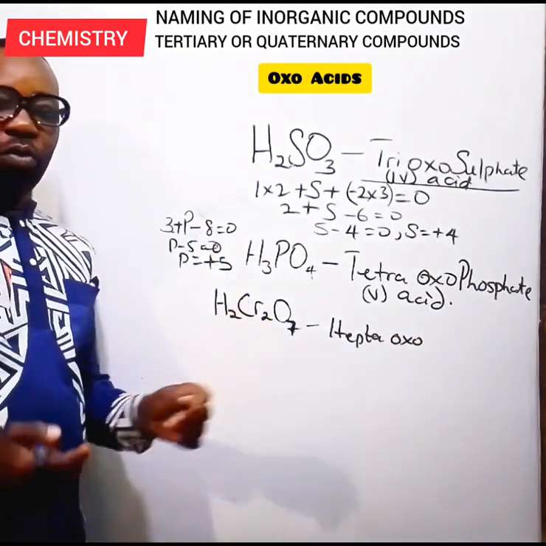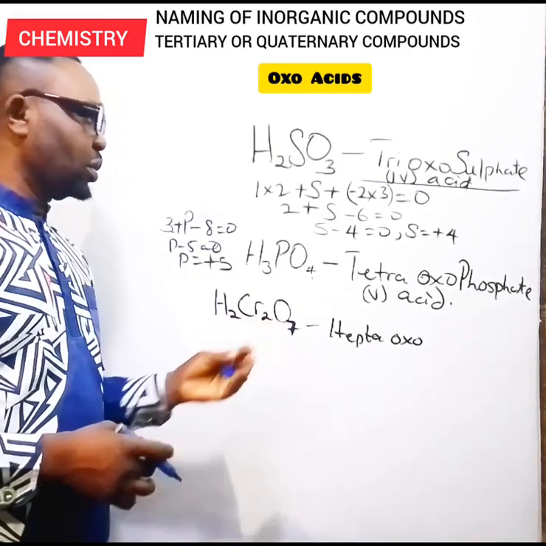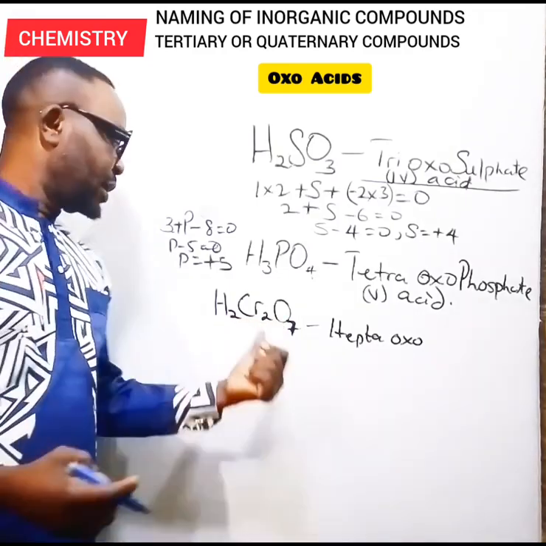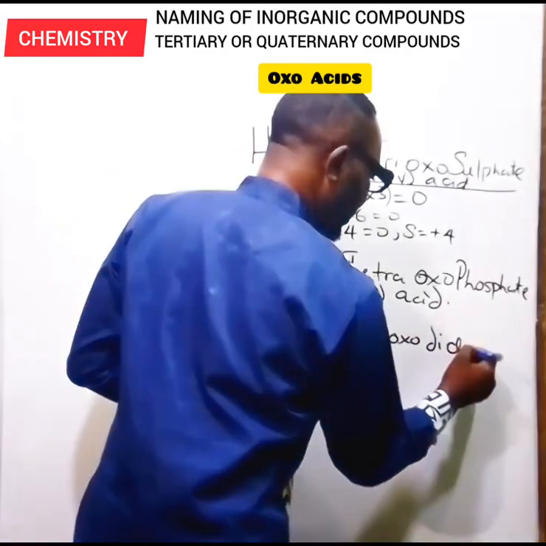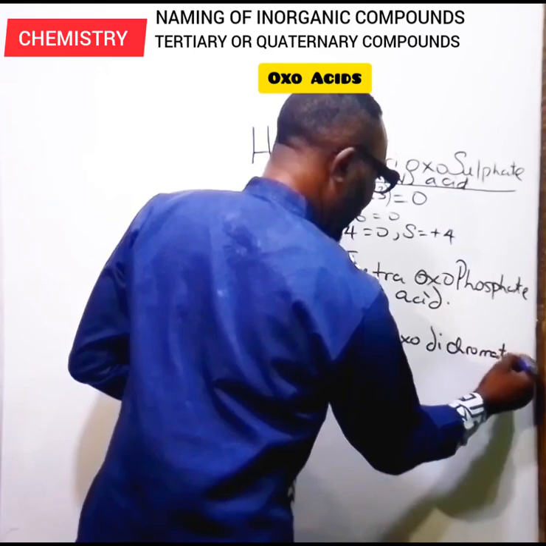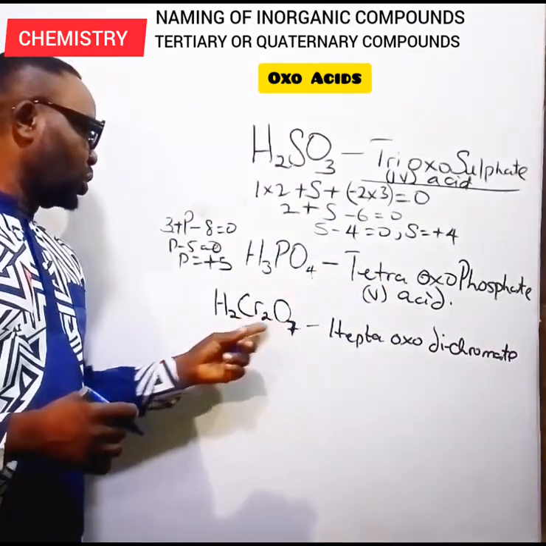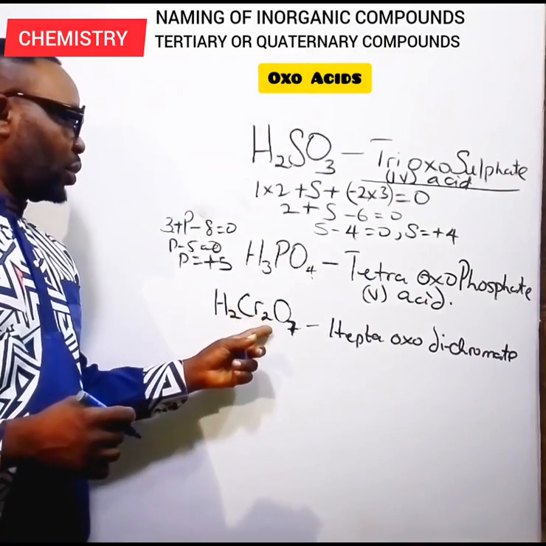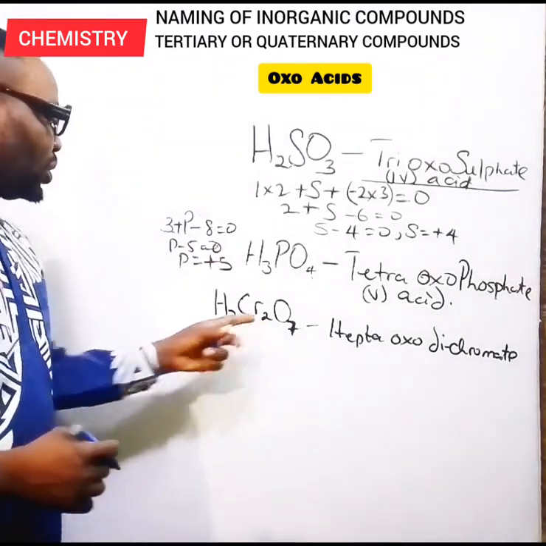The central atom we have there is 2. You can see there, Cr2. So we call it di. This is chromium. We call it dichromate. Dichromate, put the hyphen here, heptaoxo dichromate. Then you have to calculate the oxidation number of this chromium here.